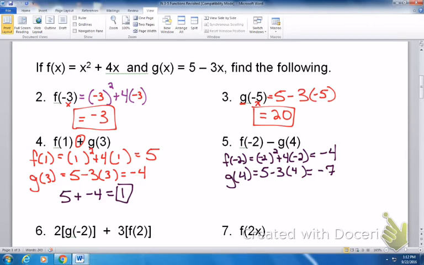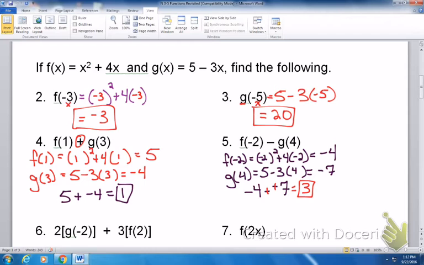Now, order is very important here, okay? You got to be careful. I need f of negative 2, which is negative 4, and I'm going to subtract from that negative 7. And when we subtract a negative, we have a boom, boom. Negative 4 plus 7 gives me my answer of 3. Be very careful when you're doing the subtraction.